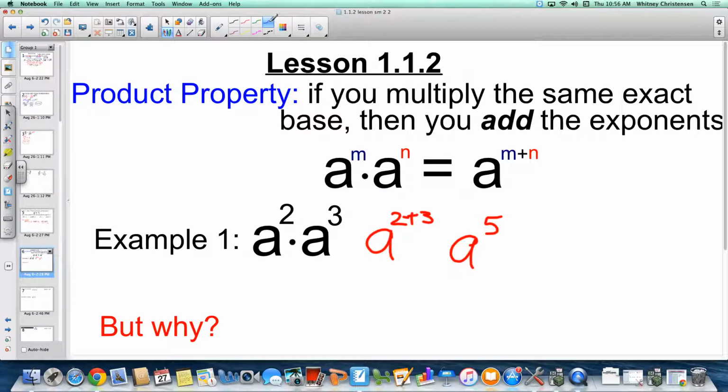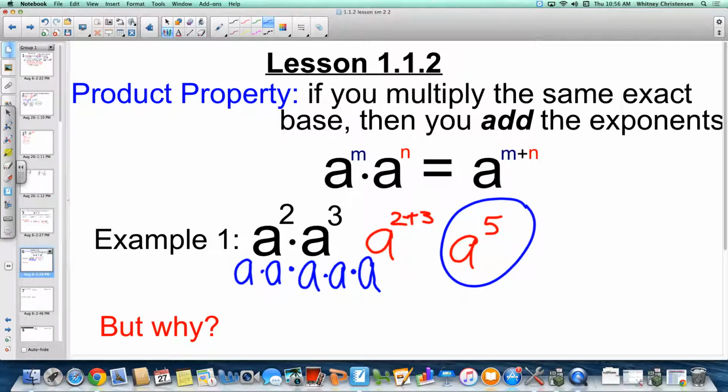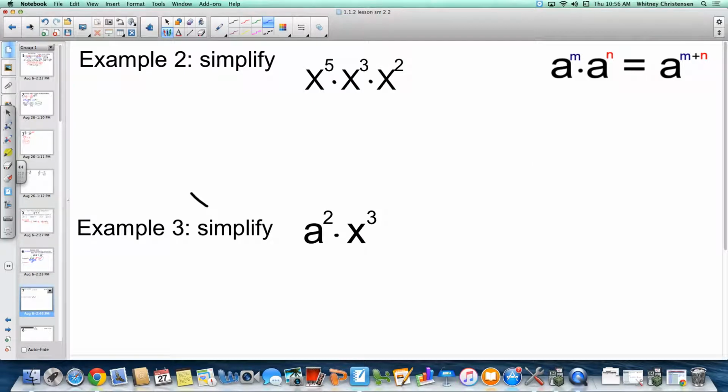So if we want to be basic, go back to caveman times. a squared is a times a. Is that true? Yes. So we have a times a, and we're going to multiply it by a cubed. Well, a cubed in caveman times is just a times a times a. So looking at that, how many a's is that? 5. So if we squish it back together, that's a to the 5th. Does that make sense? Yes. It's kind of cool, right? Okay, awesome. Let's do another one.